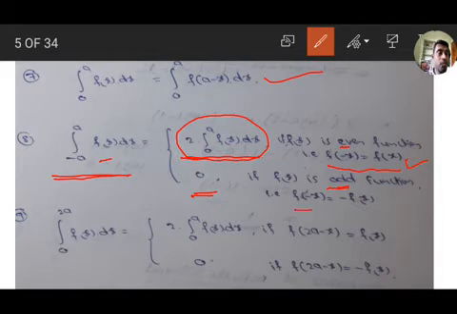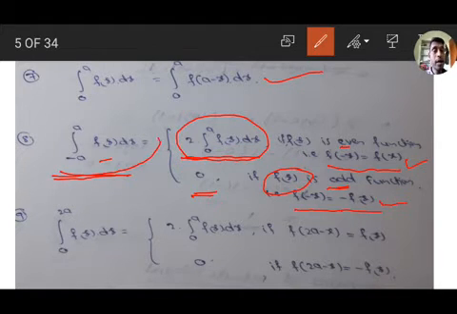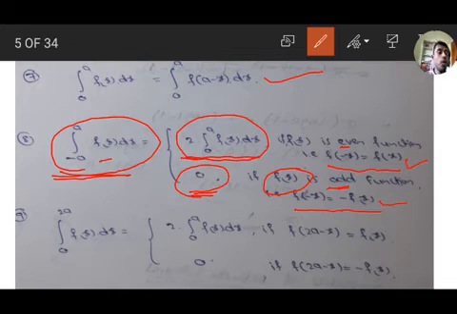Means f of minus x equal to minus f of x. Means the function is an odd function, then integration minus a to a f of x dx value is 0. Okay, if it is an odd function, the integral minus a to a f of x dx value is 0. If it is an even function, then the value of minus a to a f of x dx is 2 into integration 0 to a f of x dx.